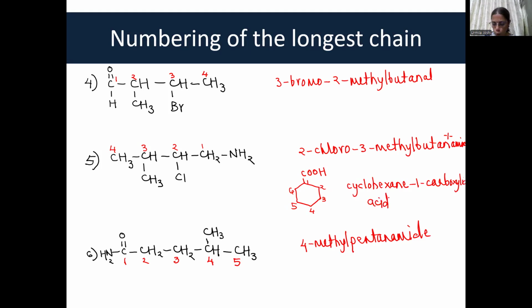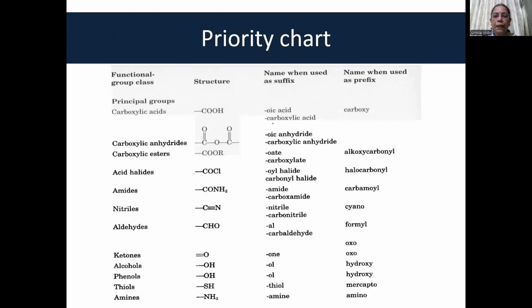Getting this? When to use oic acid and when to use carboxylic acid. Use carboxylic acid when you are not numbering the COOH carbon in the parent chain. Okay, whereas the prefix is this. Same is the case with nitrile. When you number this carbon in the parent chain, you call this as a nitrile. But when you don't number this carbon in the parent chain, then you name it as carbonitrile, whereas the prefix is cyano. Okay. This is the priority order.